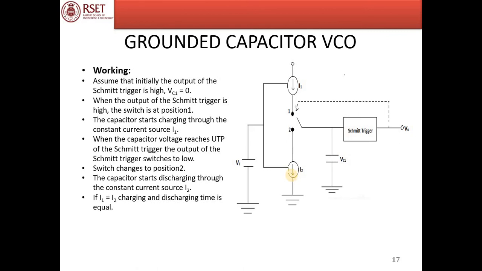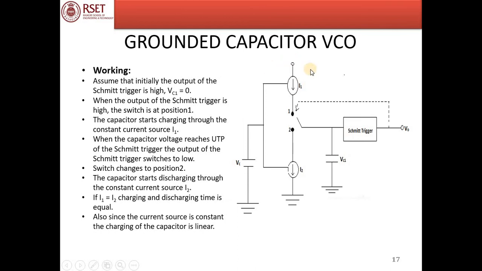So what does that imply? It implies that the charging time and the discharging time of the capacitor is equal. So the capacitor is charged through this current source I1 and it discharges through this current source I2. I1 and I2 is equal. So the charging and discharging time of the capacitor is equal.